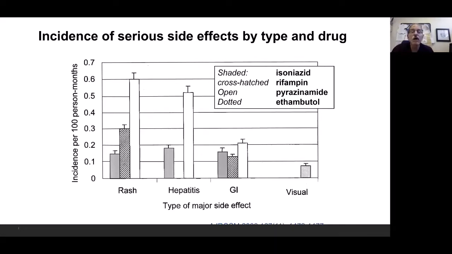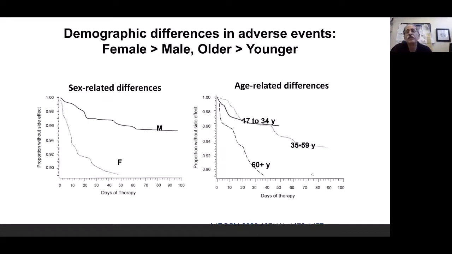You can see here, pyrazinamide was their leading hepatitis culprit, followed by isoniazid. GI toxicity evenly distributed amongst isoniazid, rifampin, and pyrazinamide. And here's ethambutol, the only culprit for visual toxicities. And again, we already talked about this, but you can see the tremendous difference by gender and by age.